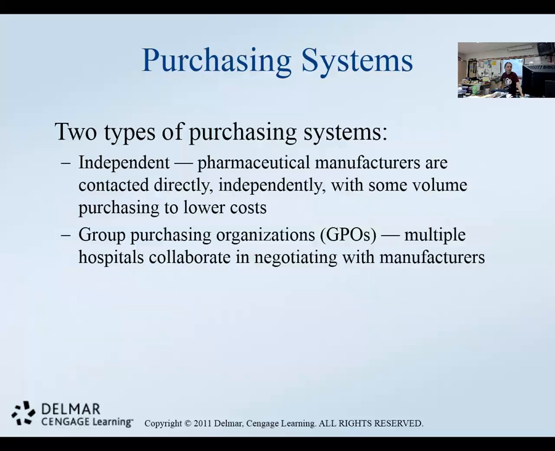Checking inventory, purchasing systems. Okay, there's a couple different ways you can do this. Independent means these are manufacturers where you contact them directly. And then group purchasing organizations, where lots of hospitals negotiate with the manufacturer. So maybe if you have several hospitals in your system, you all negotiate a specific price with a certain manufacturer and get all your meds from that person.